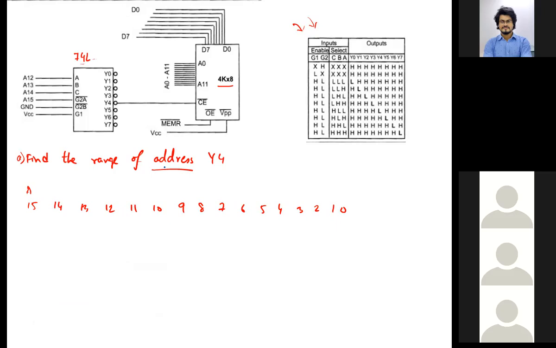So if these are your address pins, you need to find the range of address for Y4. Can anyone tell me what should be the value in A15? See, A15 is connected to G2A prime, right? So do you have anything over here that is G2? Yeah, I think it is there. So G2 will be connected to which pin? If we want to select Y4, look at the diagram. What should be the value in A15, in G2? You can simply consider it as G2.